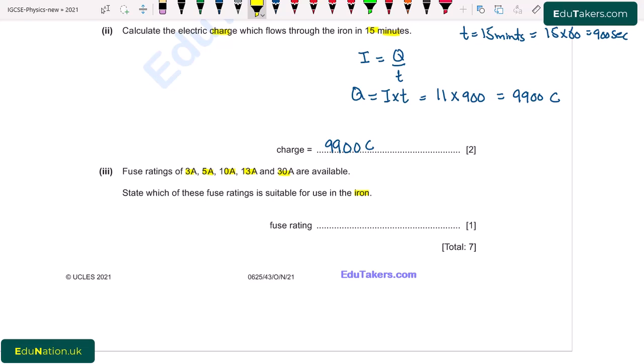So here we can see that 3 ampere is a very small amount of current as compared to 11 ampere. So 5 ampere is also very small, 10 ampere is small and 13 ampere is suitable because it is very close to 11 ampere. So 30 ampere is a very high value. So I write fuse rating must be equal to 13 ampere.